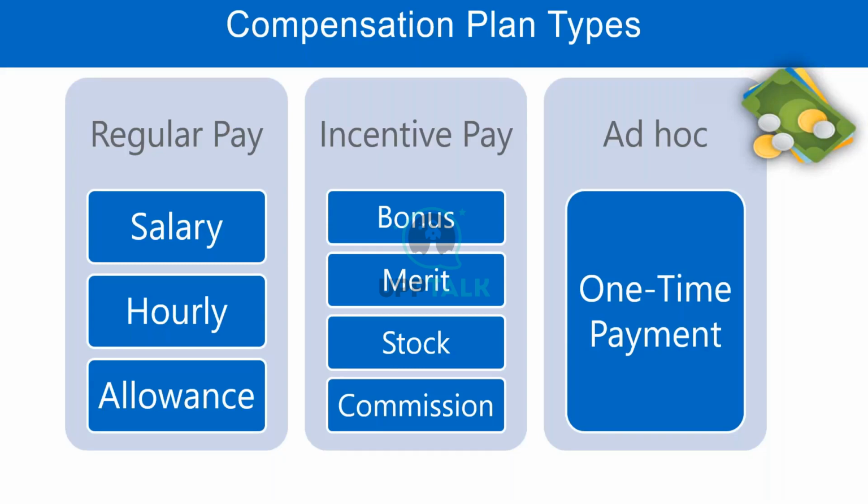And then, there are some regular allowances that are paid. For example, your house rent allowance. In India, it is very common to have a house rent allowance. So 50% of your basic is given to you as your house rent allowance. So it is part of your regular pay. You will get it every single time.